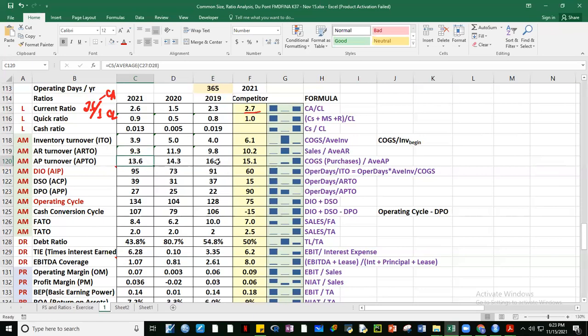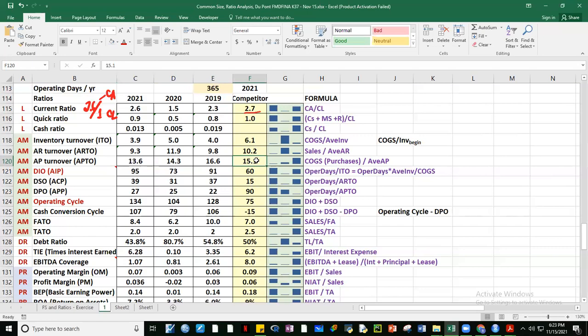Okay, how about this APTO? Ano yung APTO, guys? Turnover din to. So again, number of times din. So ilang times a year, bumibili tayo on account sa supplier natin, tapos nagbabayad tayo. 13.6 times yun a year na nangyayari yan. Samantalang si competitor, 15.1 times. So what's the implication of this?